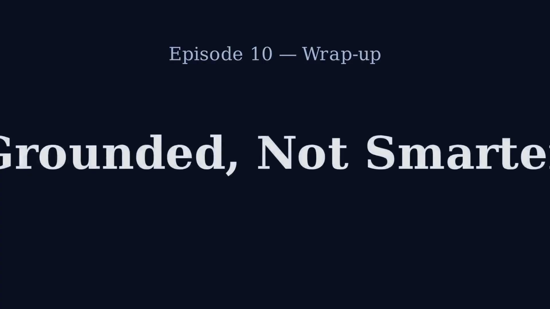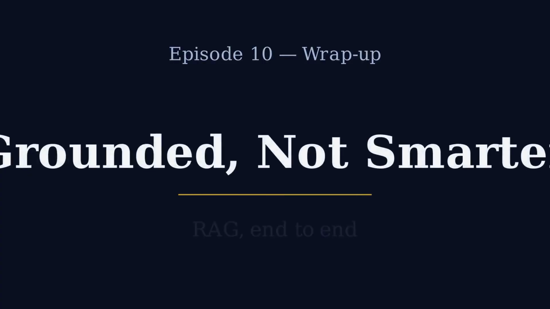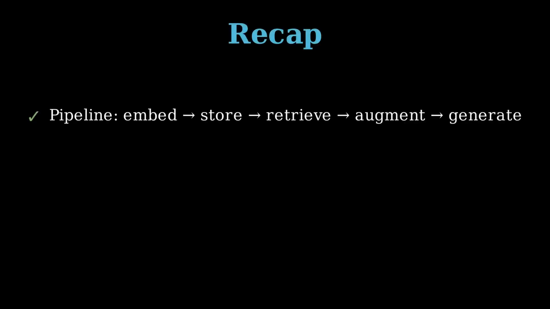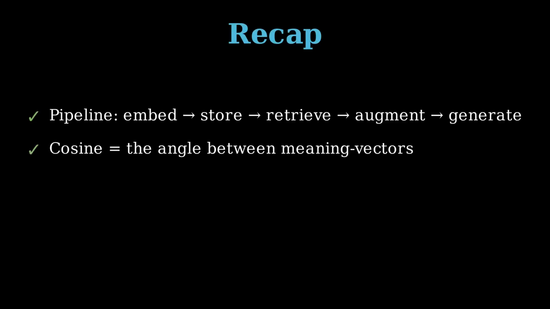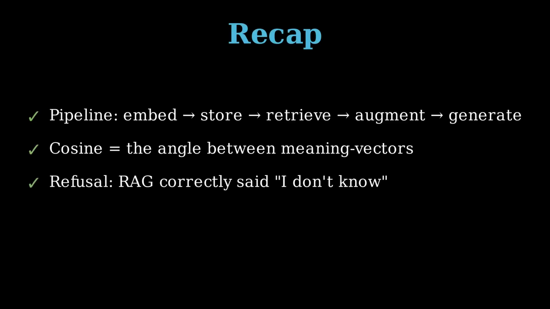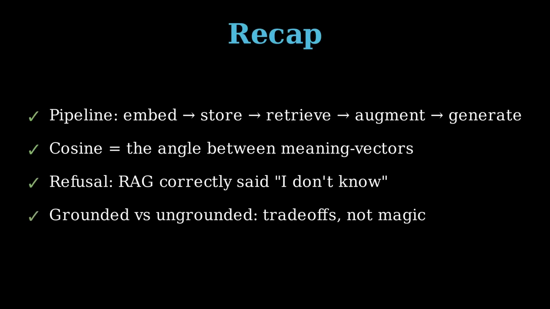That's RAG. 5 steps, 1 geometric idea, and 1 honest insight. It doesn't make the model smarter, it makes it grounded. We covered it. The 5-step pipeline, cosine as the angle between meaning vectors. The refusal test, RAG correctly saying I don't know when the corpus didn't know. And the real trade-off, grounded, not smarter.